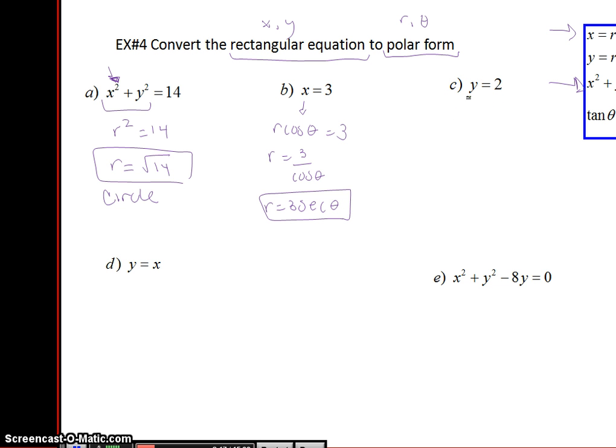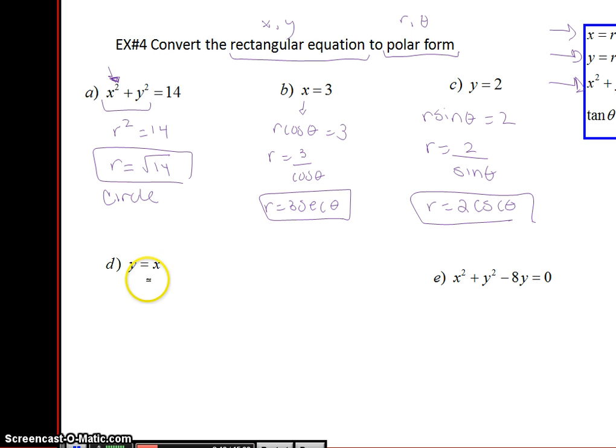C, very similar problem, but it has a y, and y equals r sine theta. So I'm going to replace y with r sine theta equals 2, and again, divide both sides by sine of theta. And the reciprocal of sine of theta is cosecant of theta. So that is my polar equation.